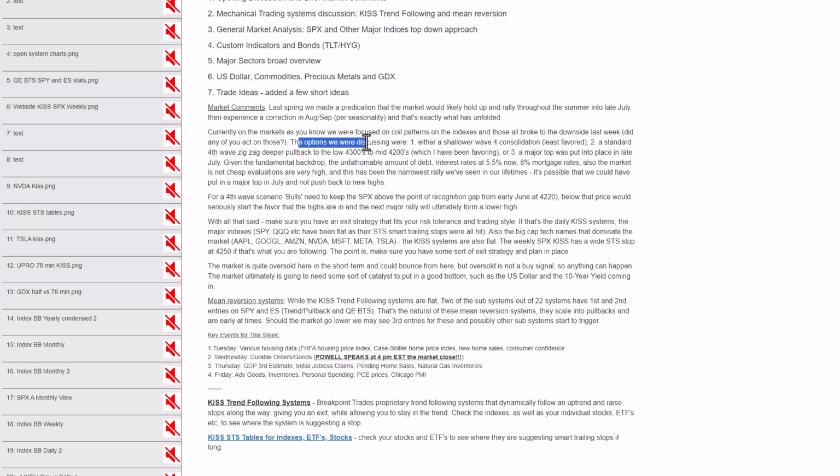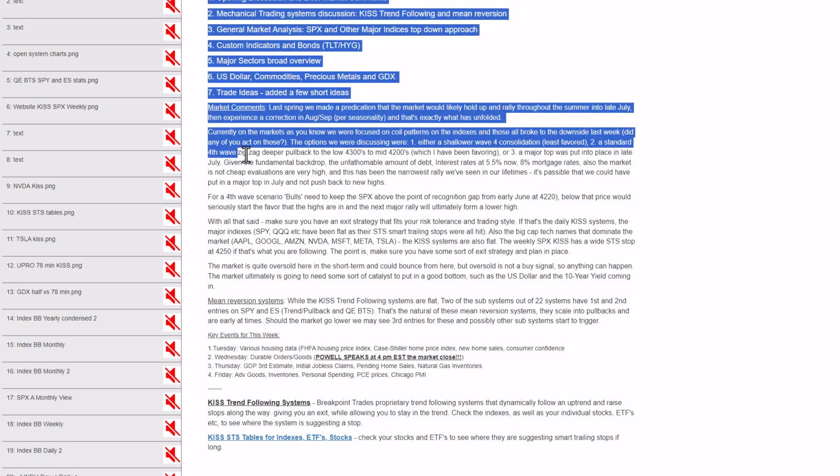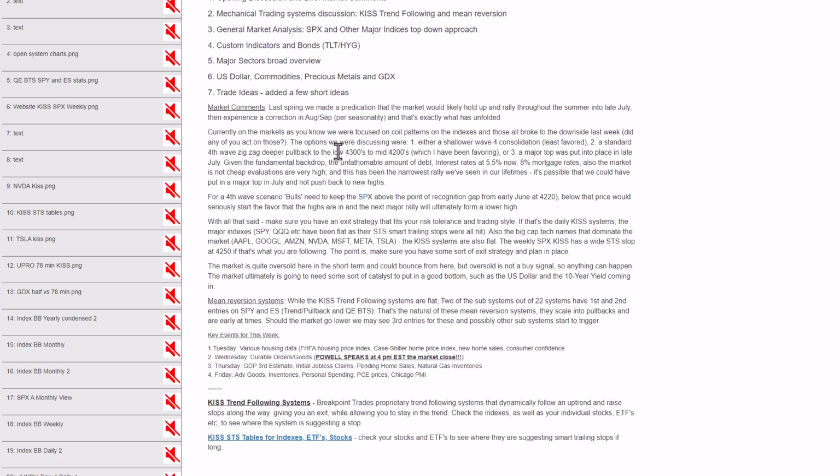The options we were discussing were one, either a shallow pullback wave 4 consolidation. That's the one I least favored. The other one that I favored more was a standard fourth wave zigzag, deeper pullback to the low 4300s, which we've already achieved, or even to the mid 4200s. That's the one I've been favoring. But the other option is that we put a major top in place in late July.